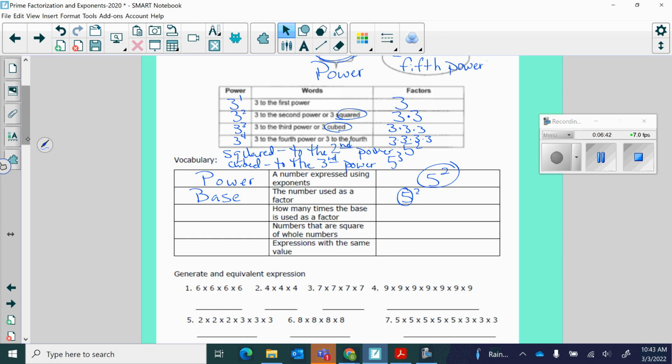How many times the base is used as a factor, that is what we call the exponent. So even though that's kind of the title of the lesson, it's really just that little number. So again, in our example, 5 to the 2nd power, the 2 is our exponent.